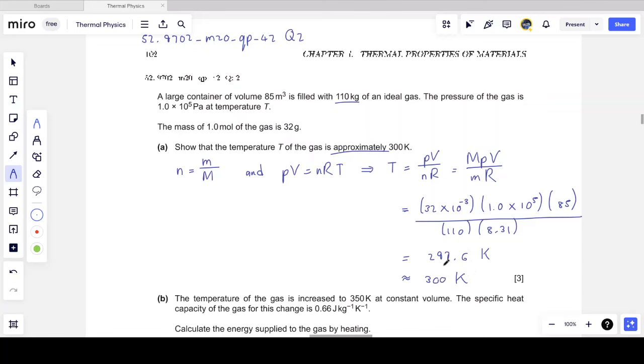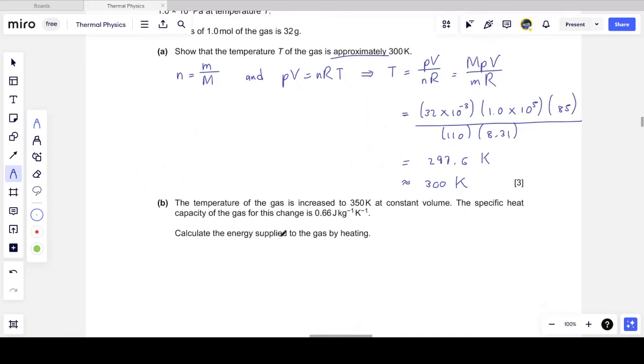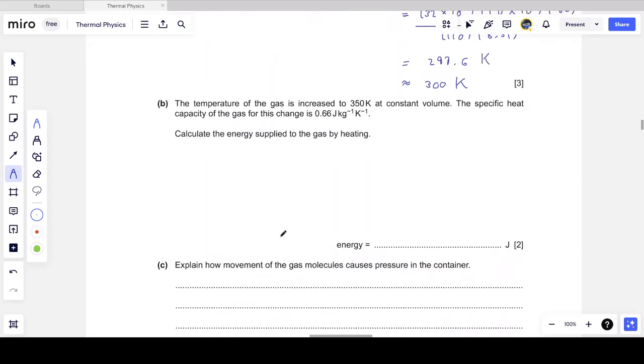So the only trick there was, once I have the ideal gas equation written down and rearranged, since I don't have the number of moles, I can use the mass and the molar mass to find the number of moles of the gas. A little bit of chemistry there.